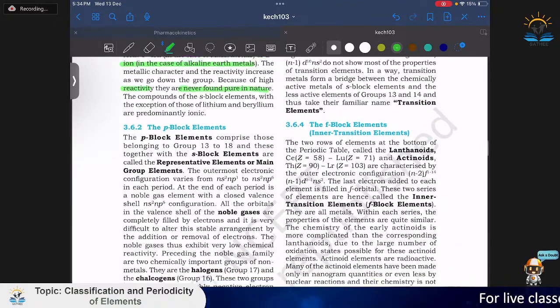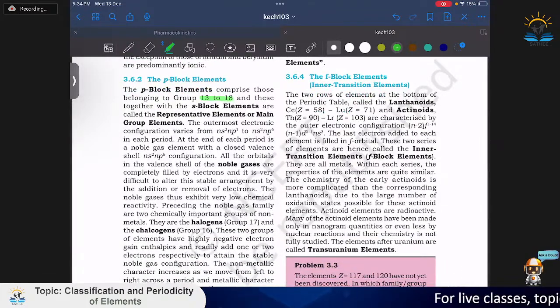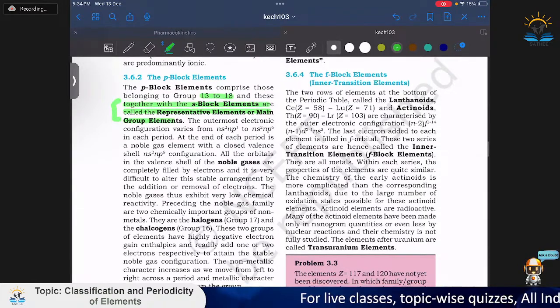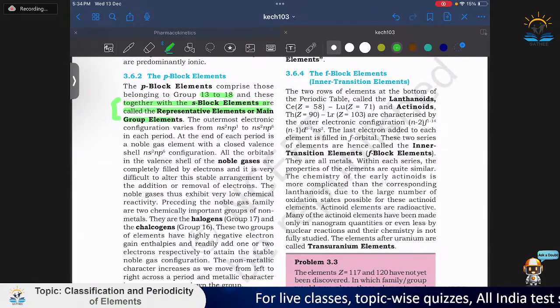Okay. Then P block elements, group 13 to 18. And together with S block elements, they are called representative elements or main group elements. This is an important point. Sometimes they ask you some questions like this, conventional questions.